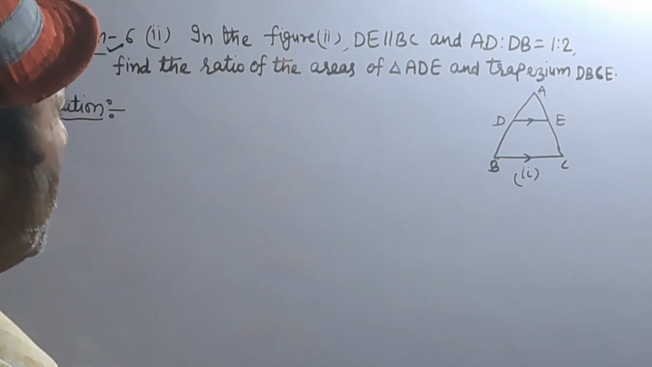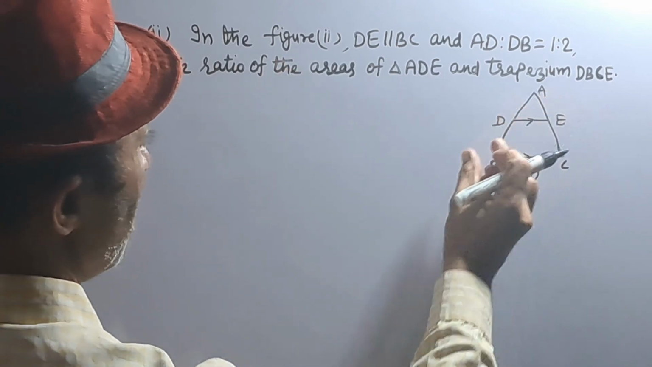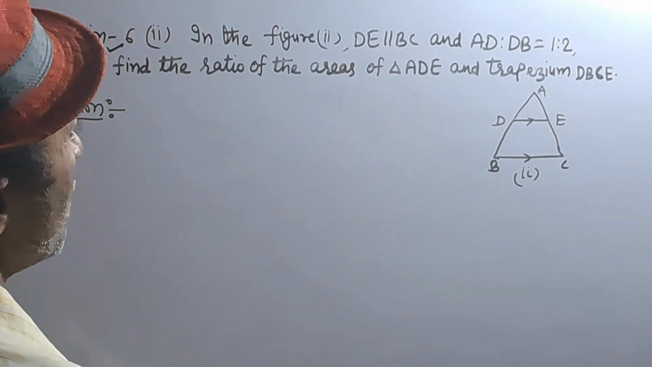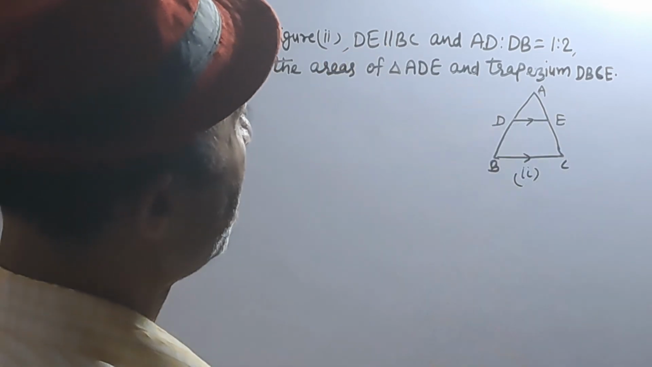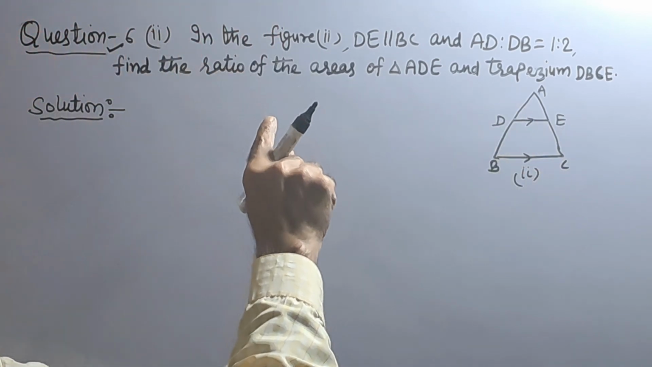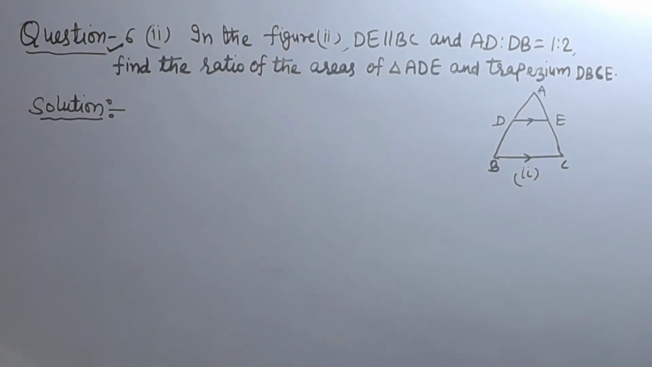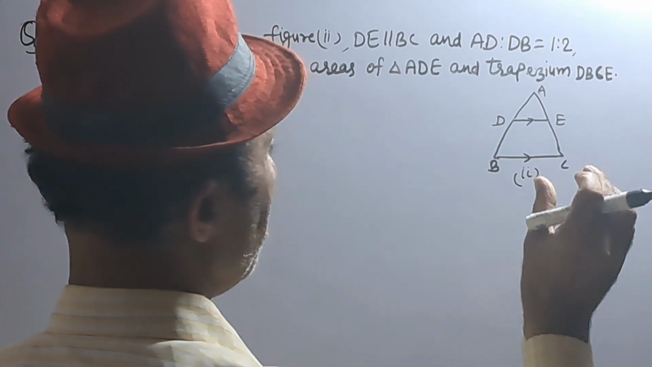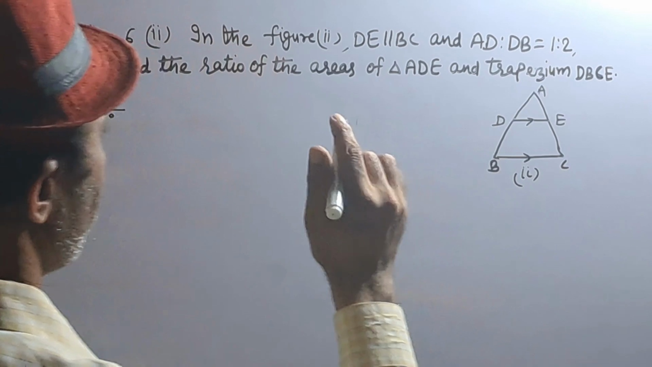Question number 6, second part. In the given figure, ABC, DE is parallel to BC and AD ratio DB is equal to 1:2. Find the ratio of the areas of triangle ADE and trapezium DBCE.